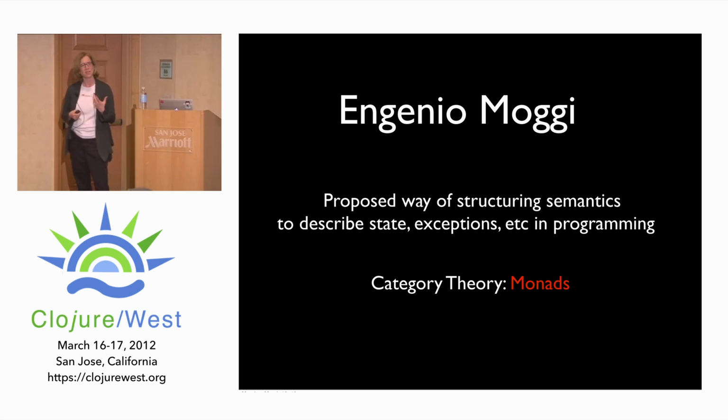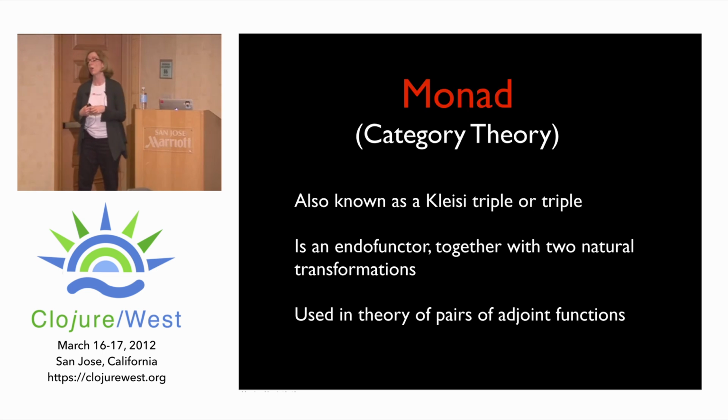So what are these monads in category theory? Well, they're also known as Kleisli triples, or triples, and it's an endofunctor together with two natural transformations. And it's used in the theory of a pair of adjoint functors.